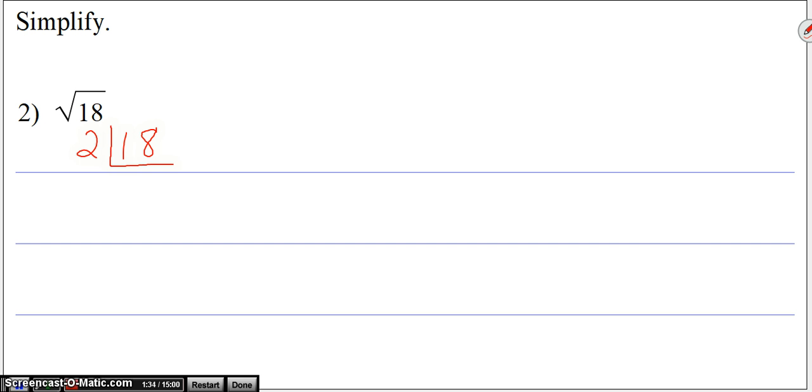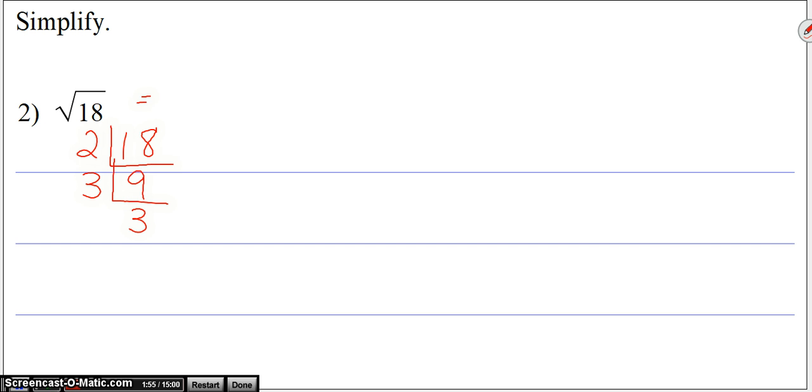So half of 18 is 9, and the 9 goes underneath. But 9 is not prime, and so I have to create another box and think of another prime number that goes into 9, which is 3. 3 goes into 9 3 times. And since 3 is prime at the bottom, you know you're done.